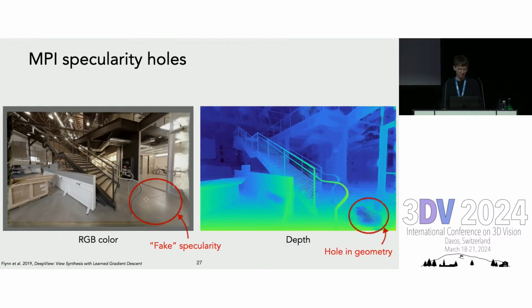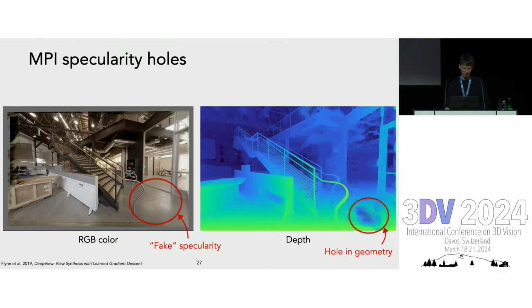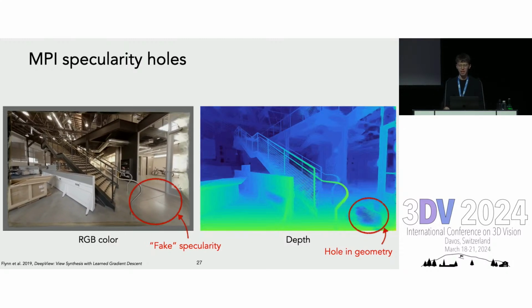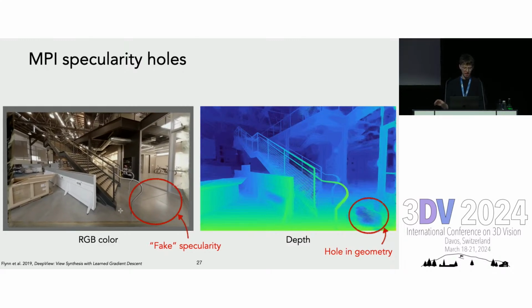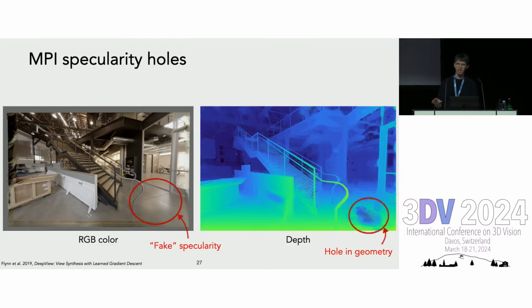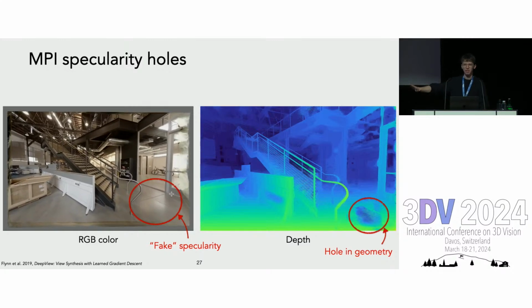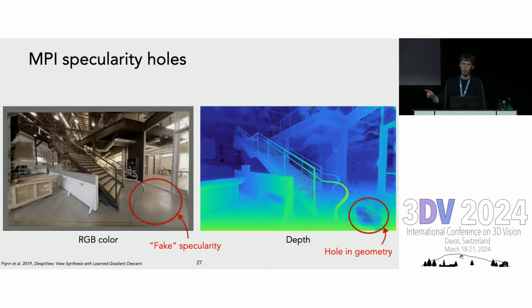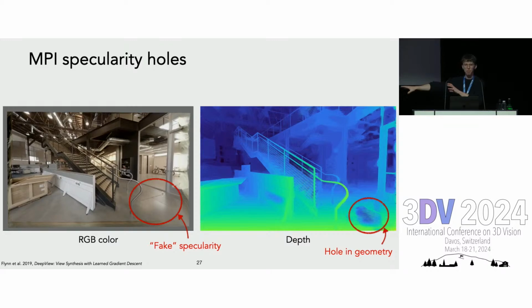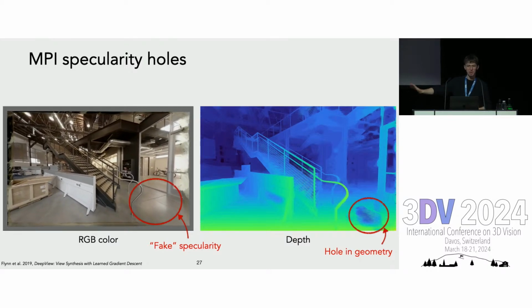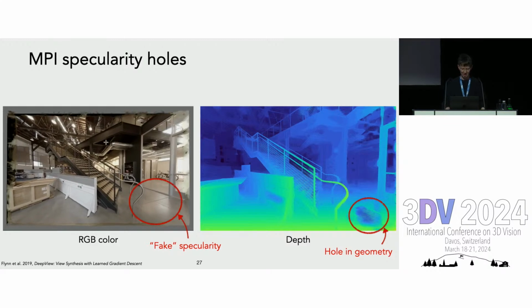And this is an example of that from John Flynn's DeepView work that predicted MPIs in a feed-forward manner with learned gradient descent. On the left, you can see there's this shiny white specularity on the bottom right-hand corner of the rendering, but that actually corresponds not to a flat floor with a view-dependent appearance. It corresponds to a deep hole in the floor with a white patch placed at the back of it and some kind of fuzzy geometry on top to make it all look correct.